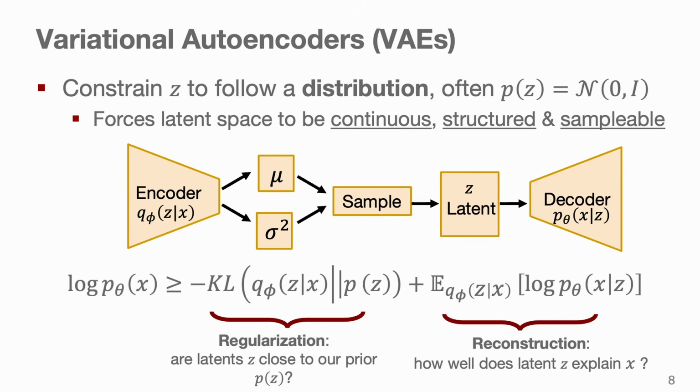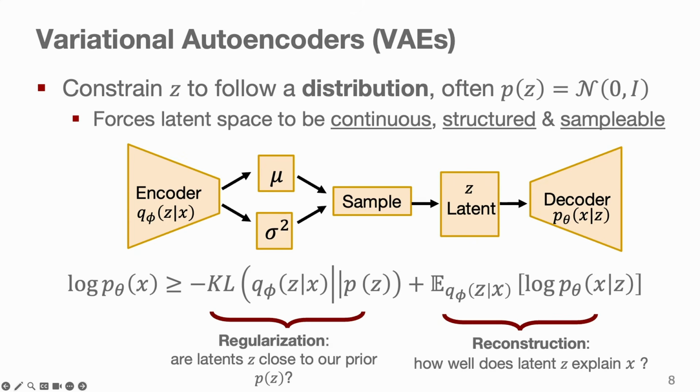And so mathematically, our goal here is to maximize the log likelihood of the data, so log p of theta x. However, as we discussed also in the third lecture, it's often intractable to compute this directly. So instead, we maximize the evidence lower bound, or the ELBO.